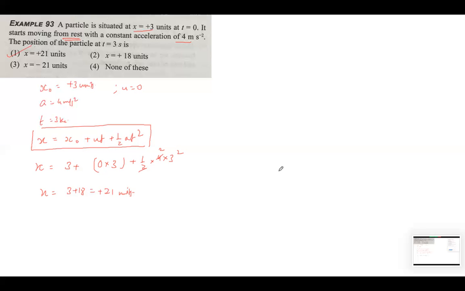Please write this down. Done, बच्चों? Try doing this question.